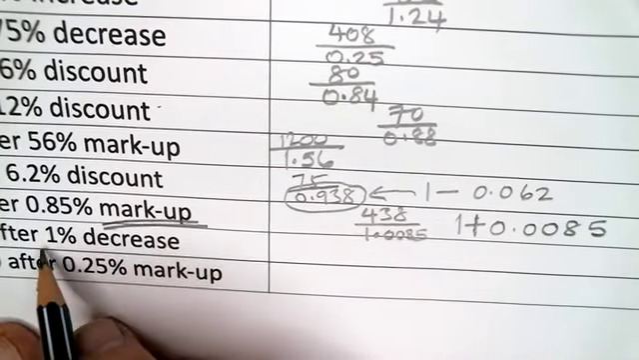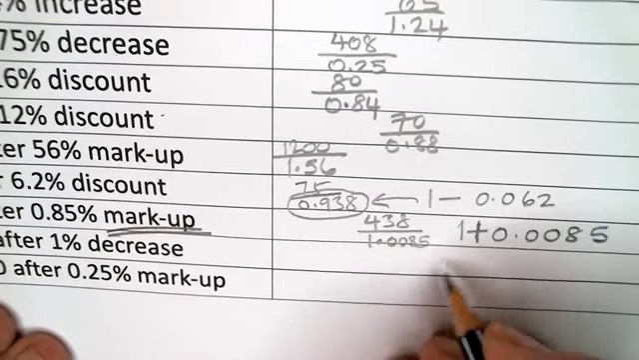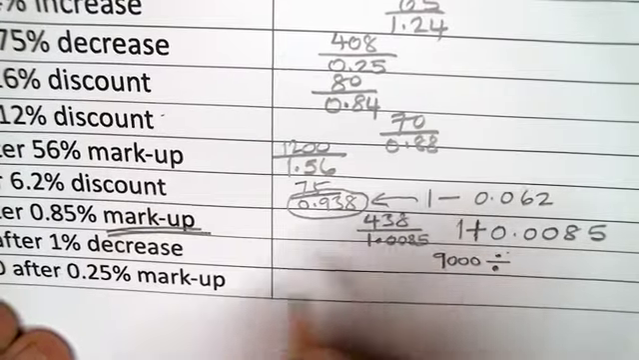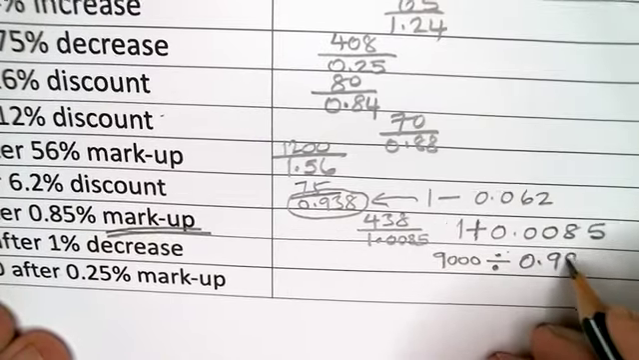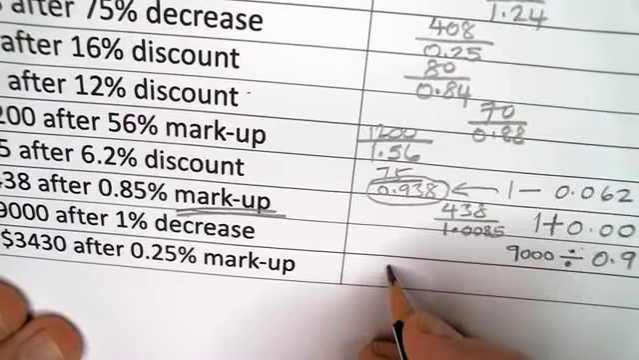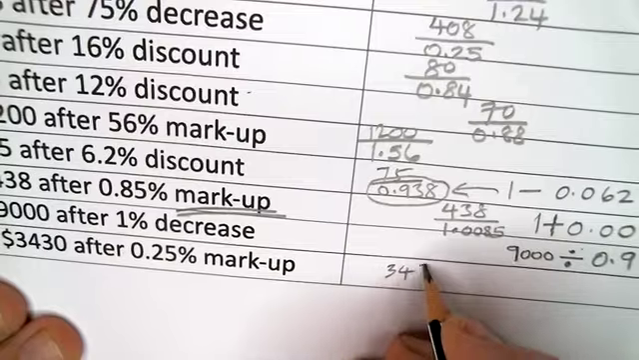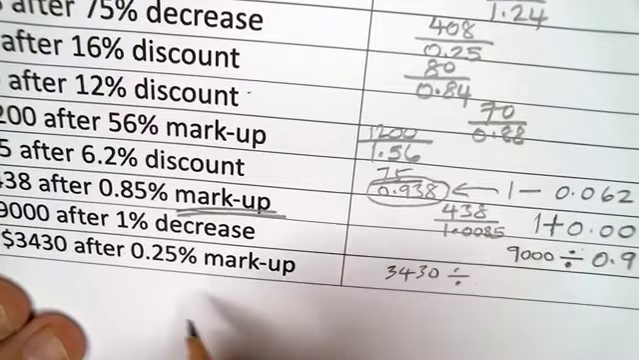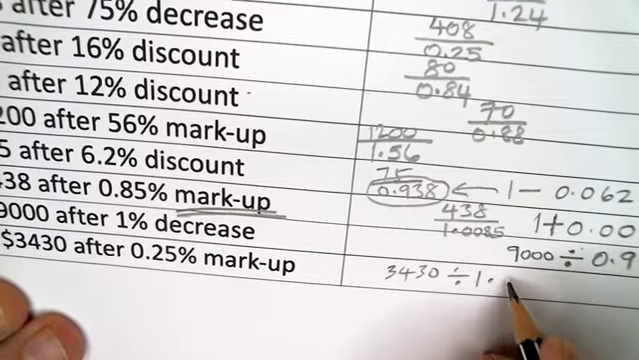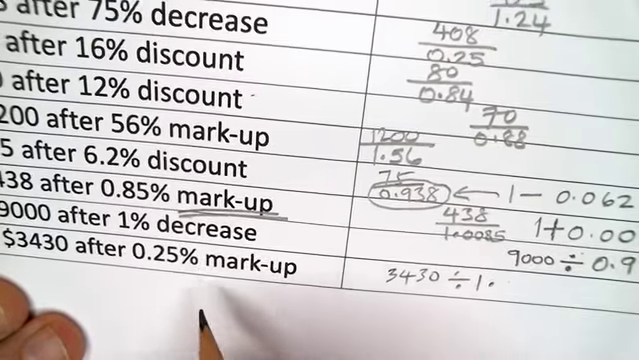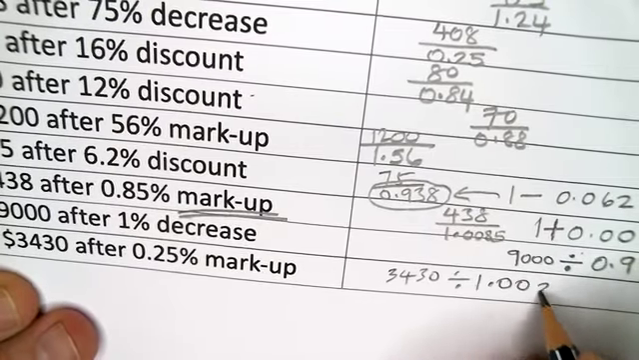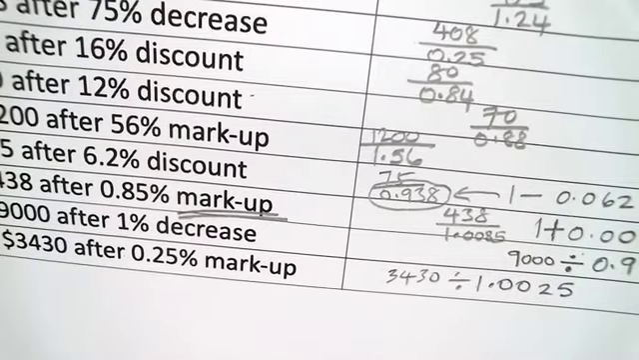All right, let's have a look at this one here. A 1% decrease. That's going to be 9,000 divided by 0.99. This is going to be a markup, and markups are dead easy. 3430 divided by, our markup is 0.25, so it's going to be divided by 1. Oh, wait, I can think about this as a percentage: 0.0025. And there is my answer.